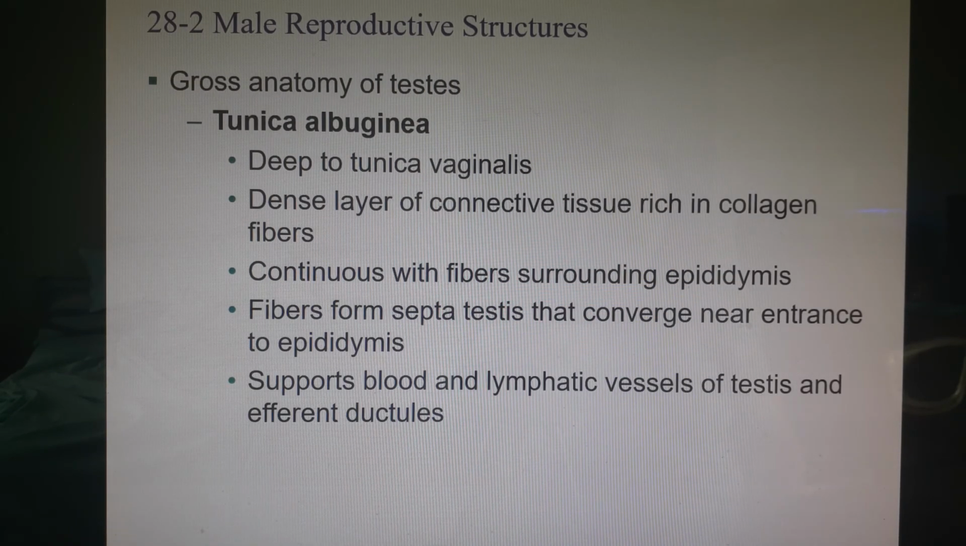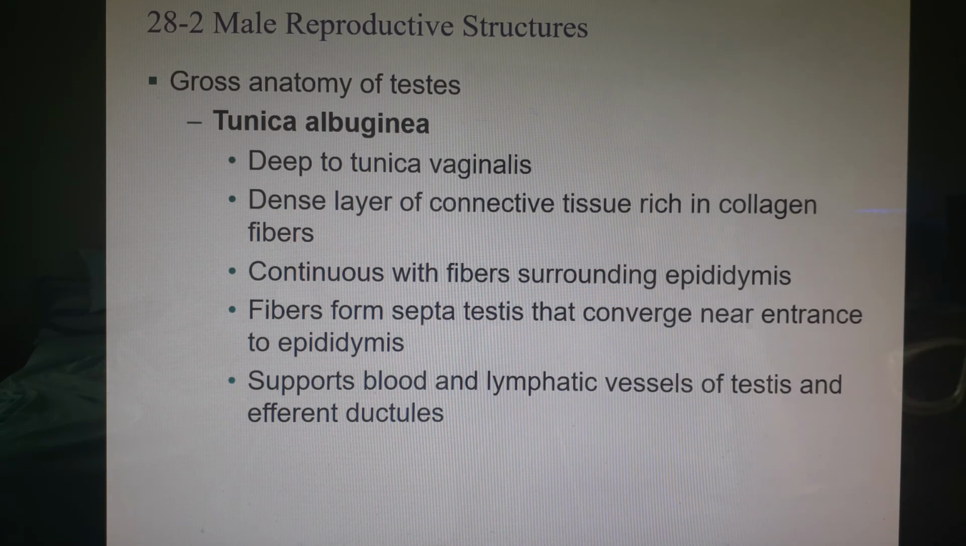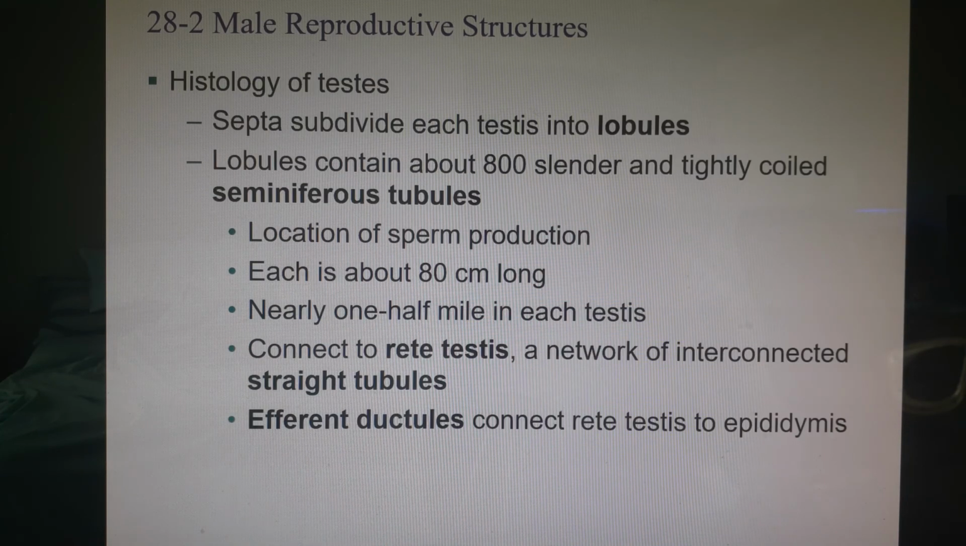Now, on the testes, we have the tunica albuginea. That's on the outside. First we have the tunica vaginalis, which is the lining of the scrotum. Then we have the tunica albuginea, and it's going to be collagen fibers because it's a connective tissue. It's also going to go into the testes and separate it into these little lobes. The separations are called the septa testis, and it's going to give the blood vessels and lymphatic vessels something to hang on to.